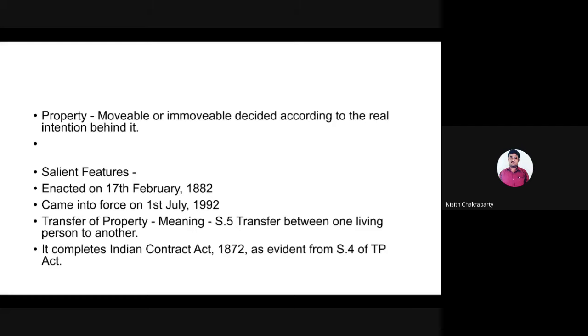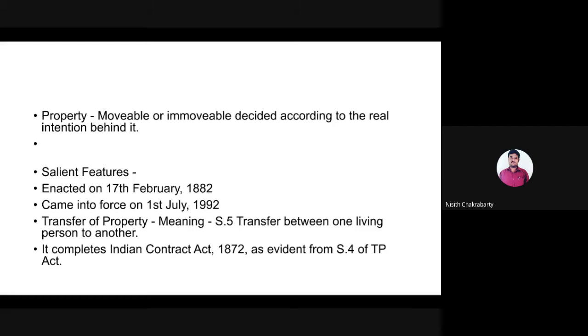So now coming to the salient features, I probably missed out these important features of the Transfer of Property Act. These are very important for the prelims or the multiple choice questions. So you have to know that it was enacted on 17th February 1882, and came into force on 1st July 1882. Sorry, I wrote 1992. Must be 1882 only. Yes, 1882 only. I have written 1992, it's my date of birth only.